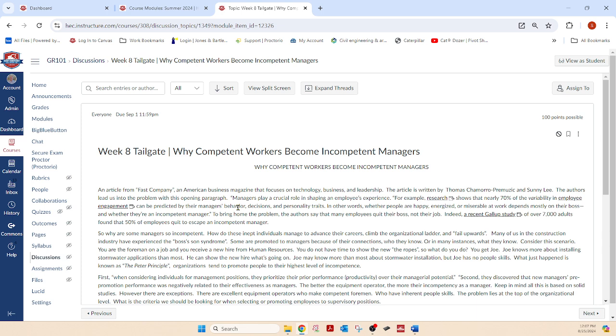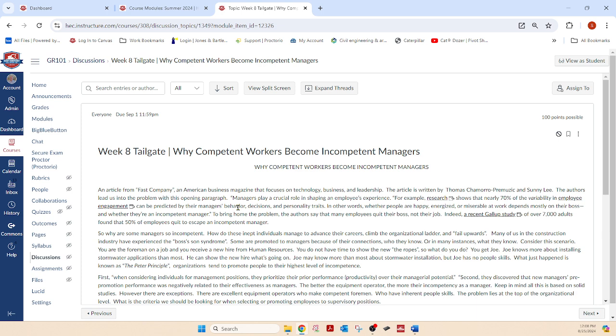So there's a company called Fast Company. It's an American business magazine that focuses on technology, business, and leadership. The leadership component is what made me keep reading this article. And I have cited it. I'm doing that right now. It's written by Thomas Chamorro-Premuzic, I think, and Sonny Lee. So they talk about the problem in the opening paragraph, which I really like.